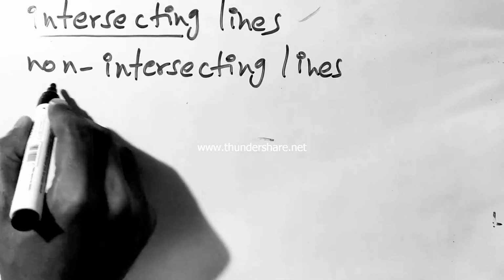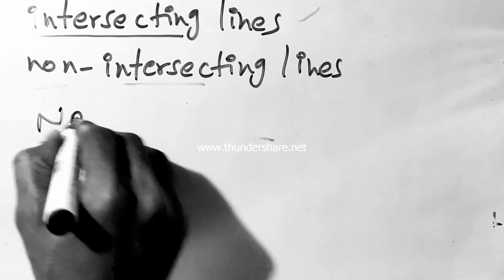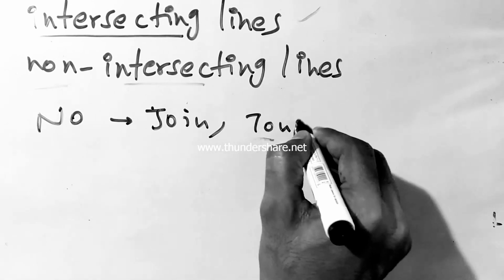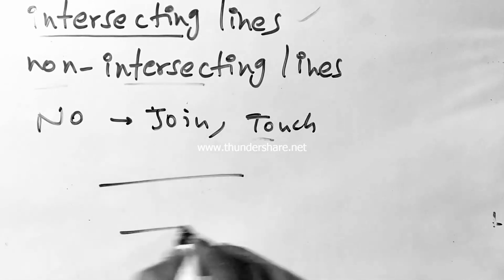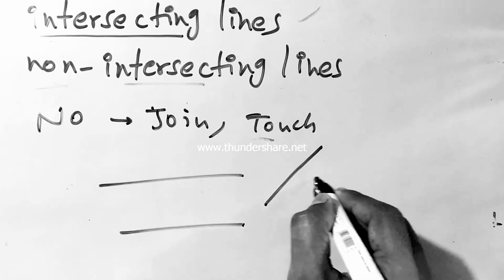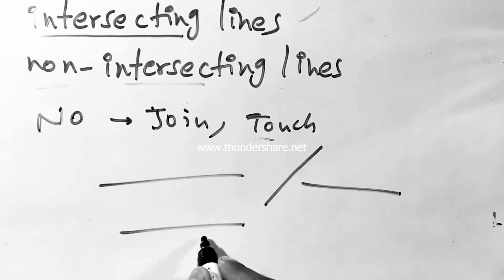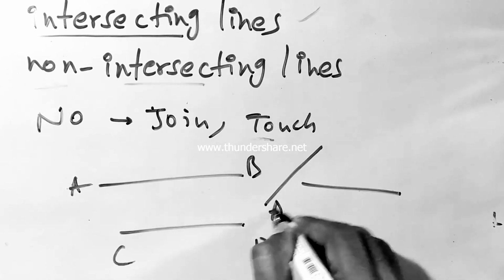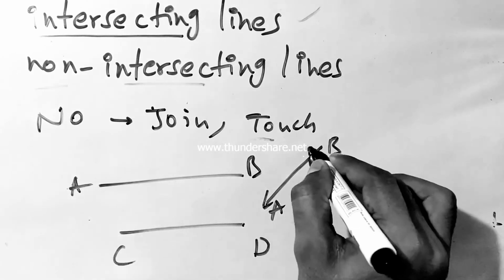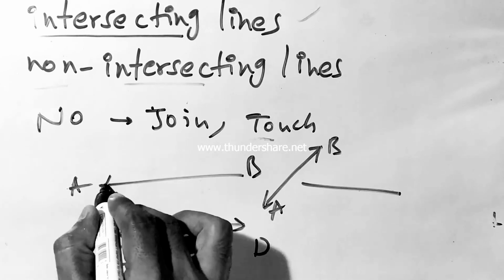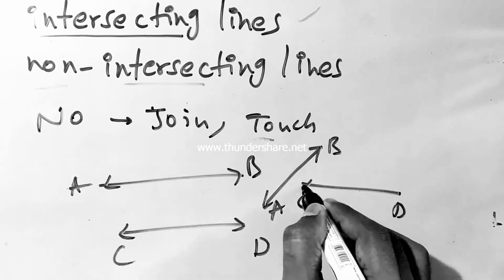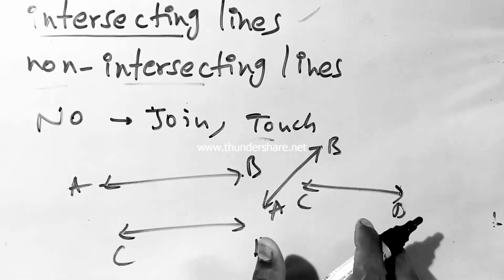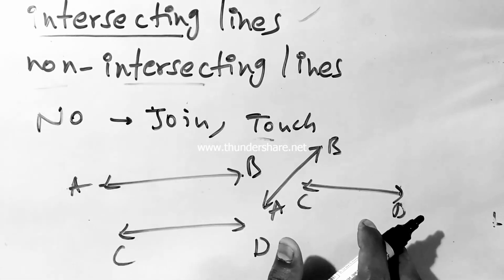Non-intersecting lines. The name itself says no touching or no joining. These are two lines, or these are two lines, where no touching takes place. There is AB and that is CD. These two lines have no touching. So these are non-intersecting lines. Intersecting lines are touching.